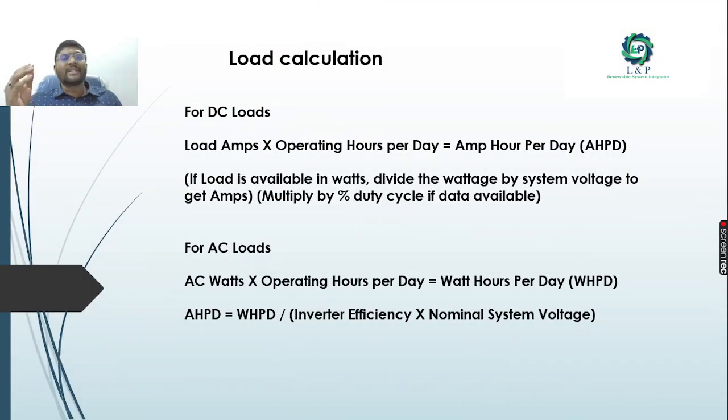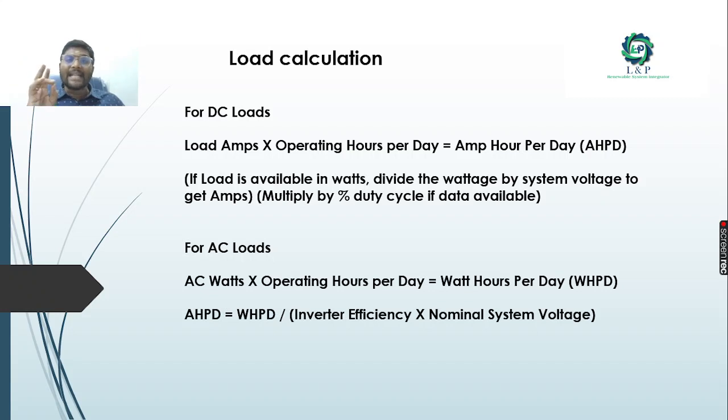First thing is that we need to do the load calculation. For the load calculation, we can classify loads into 2: DC loads and AC loads. Here DC loads mostly means your batteries in most houses. There are certain people who use DC power directly for lighting purposes. You need to know how many load amps and how many operating hours per day you are going to plan, so that you can finally sort out the amp hour per day for a DC load.